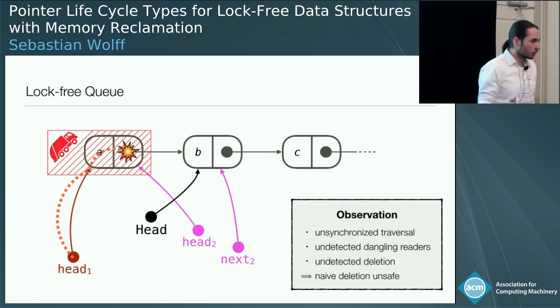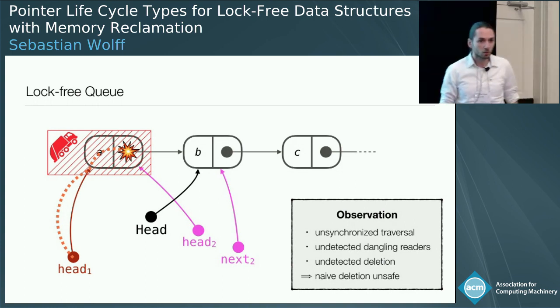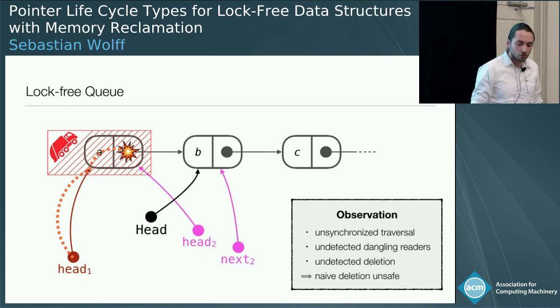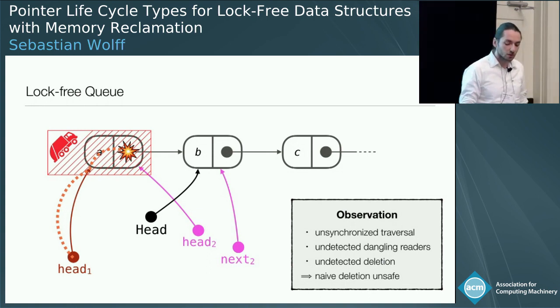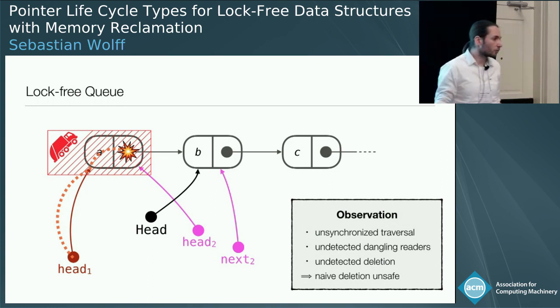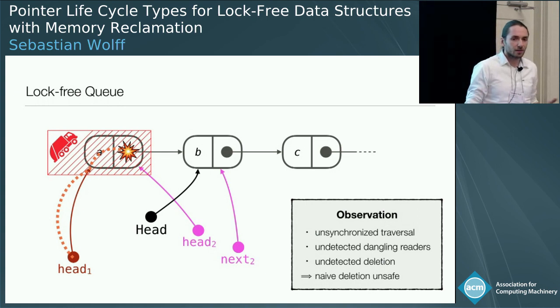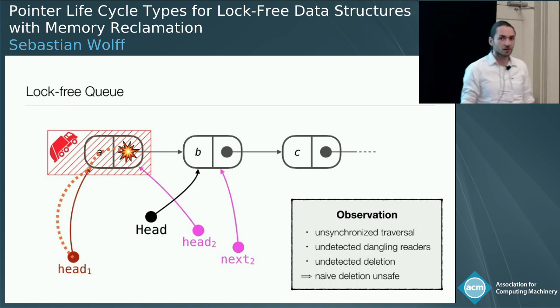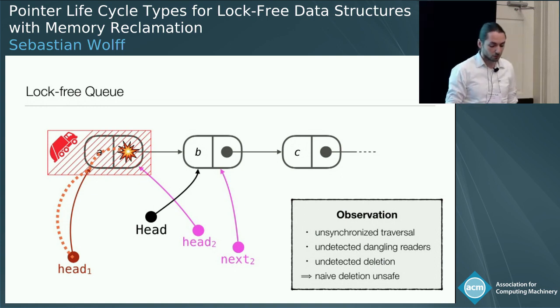So what we observe in this particular case, and in general with other lock-free data structures, is that they perform an unsynchronized traversal of the data structure, which is why the deleting threads are unaware of dangling readers. And because it's lock-free, the dangling readers have no atomic mechanism to check whether a dereference is safe and actually performing the dereference. So in a nutshell, naive deletions are unsafe.